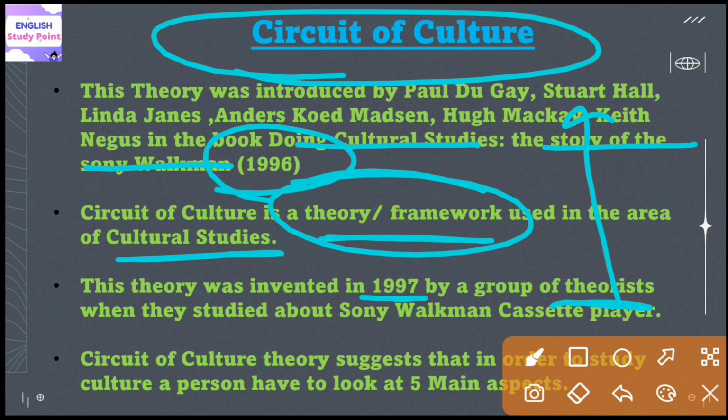when they studied the Sony Walkman cassette player. What is this Sony Walkman cassette player? It is a type of player which revolutionized the way we listen to music. This player enabled people to create soundtracks which suit their emotions, which hadn't been possible before.